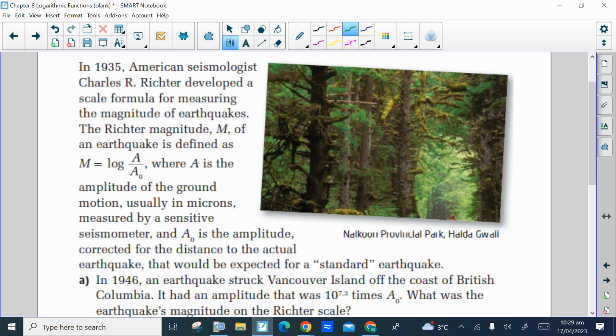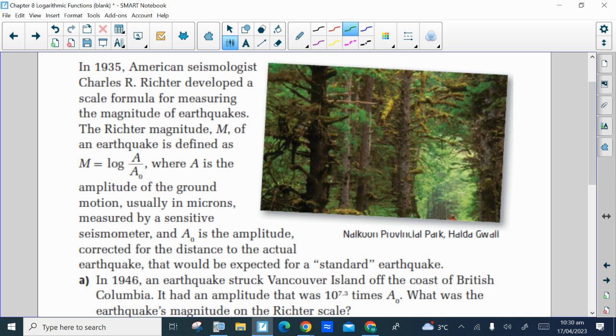The Richter magnitude m of an earthquake can be defined as m equals log of a over a sub 0, where a is the amplitude of the ground motion, usually measured in microns, measured by a sensitive seismometer, and a sub 0 is the amplitude corrected for the distance to the actual earthquake that would be expected for a standard earthquake.